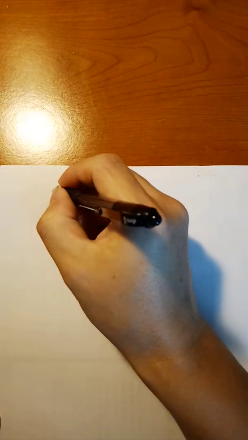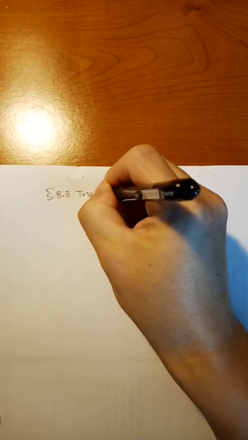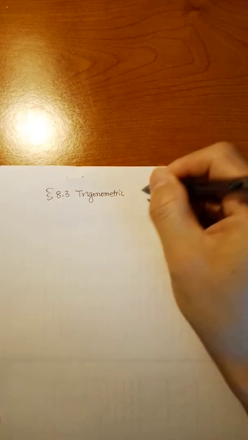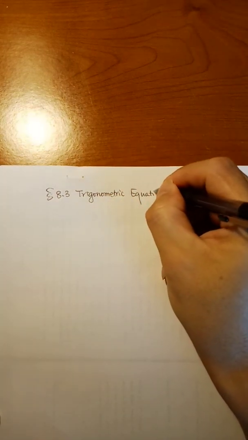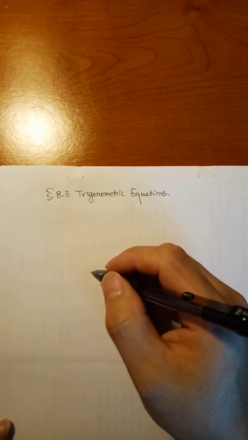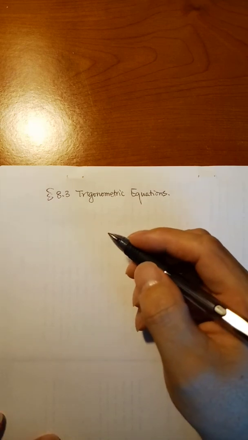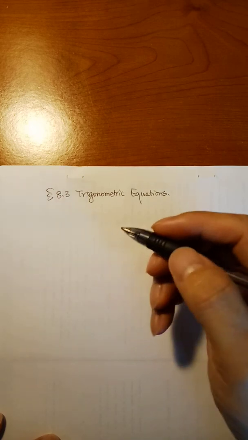Okay, today let's talk about section 8.3, Trigonometric Equations. A trigonometric equation is an equation with trigonometric functions. So we already know x squared equal to 1, x cubed plus x equal to 2. We have some polynomial equations. Now we may have an equation with a trigonometric function.